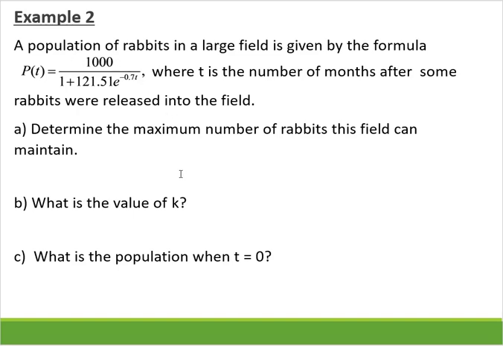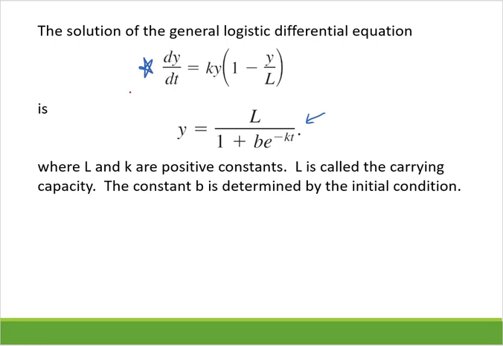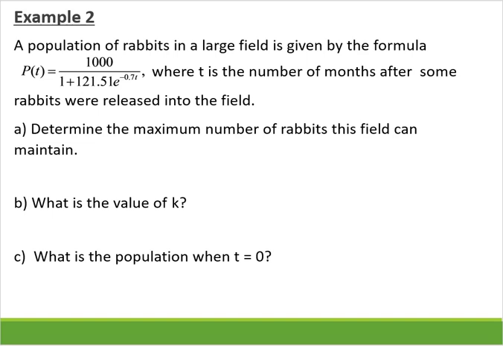A population of rabbits in a large field is given by that formula, where T is the number of months after rabbits were released. Determine the maximum number of rabbits that the field can maintain. So I need to find my carrying capacity. So I go back to my equation. Carrying capacity is found up there. So my carrying capacity is 1,000.